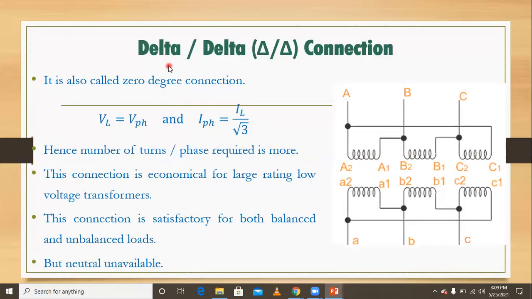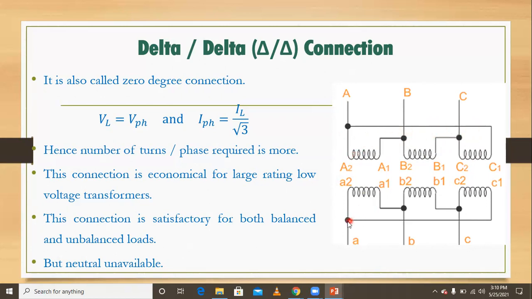Next, delta-delta connection. The primary side is delta, and the secondary side is also connected in delta. In delta-delta connection, one winding's ending terminal is connected to another winding's starting terminal, like this. It's like a closed loop, called a mesh. That's why it is called a delta.